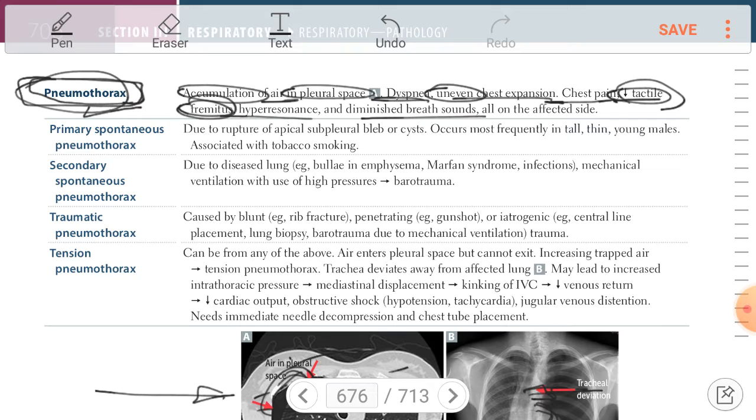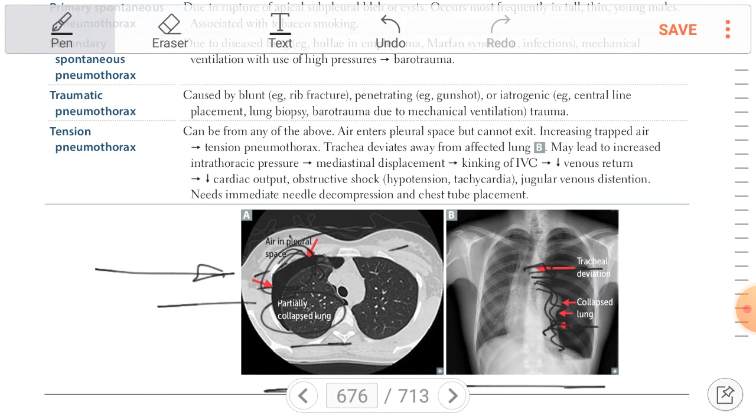So the lung is responsible for this breath sound. So if there is air in the pleura, in between the lung inside and outside, leading to what? Leading to diminished breath sound because of the collapsed lung. Then all of this is on the affected side. So here on the right side, then here on the left side.